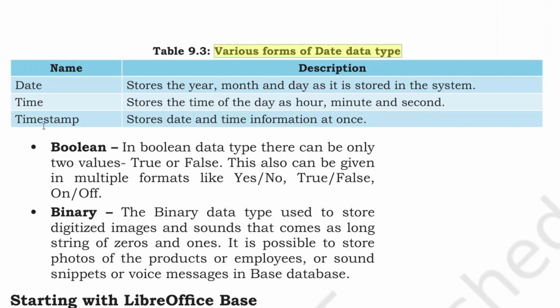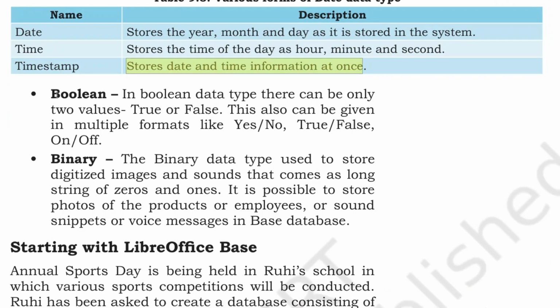Date, time, and timestamp. Date stores the year, month, and day as it is stored in the system. So, what is date doing? It stores the year, month, and day. What is time doing? It stores the time of the day as hour, minute, and second. Timestamp stores date and time information at once. I hope it is clear. Time is only used to store the hour, minute, and second. That means only the time. Timestamp stores date and time information at once. Everything.